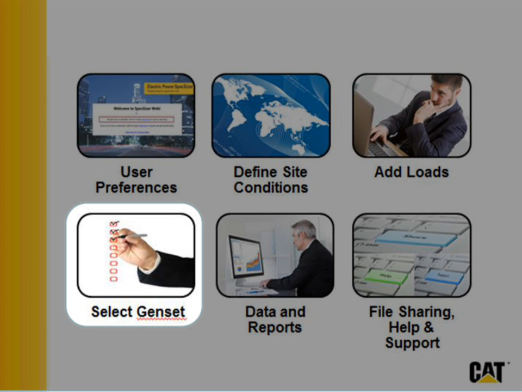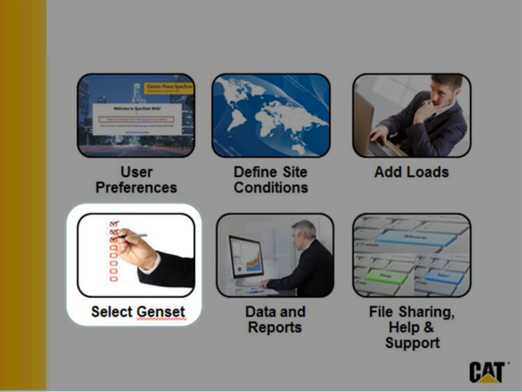Okay, what have we talked about here? We've talked about user preferences, the default settings for site conditions. We've talked about the two sections in site conditions, general settings and project-specific settings. And we talked about adding your loads and sequencing your loads. I talked about how important it is to not size all your loads in just one single load step. It'll oversize your genset. And I talked about how important it is to look at how your loads are sequenced with respect to frequency dip, voltage dip, tolerance.